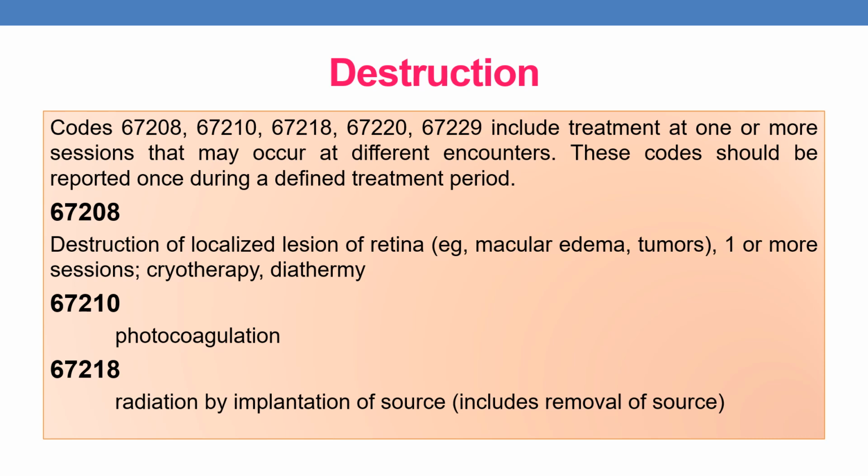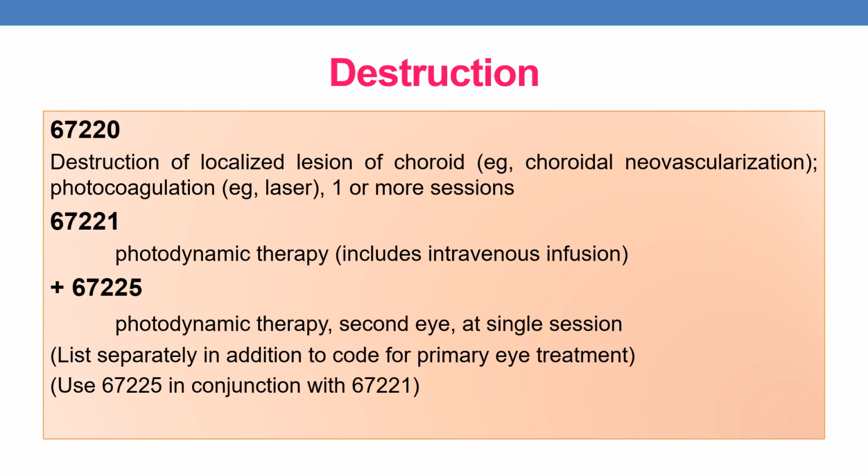The first CPT is 67208, destruction of localized lesion of retina, for example macular edema or tumors, one or more sessions, cryotherapy, diathermy. The next is 67210, destruction of localized lesions of retina by photocoagulation. The next is 67218, destruction of localized lesion of retina by radiation by implantation of source. It includes the removal of source also.